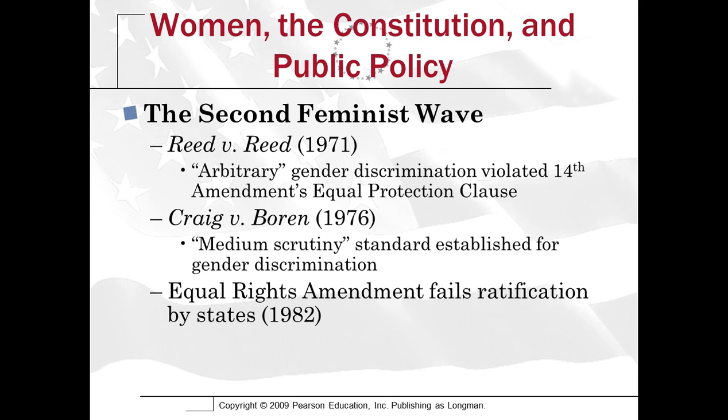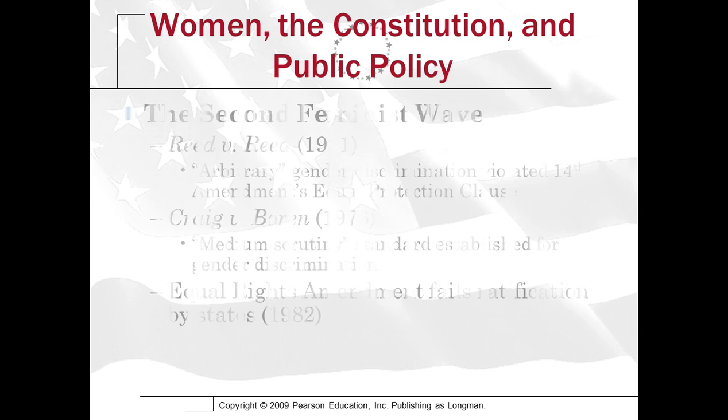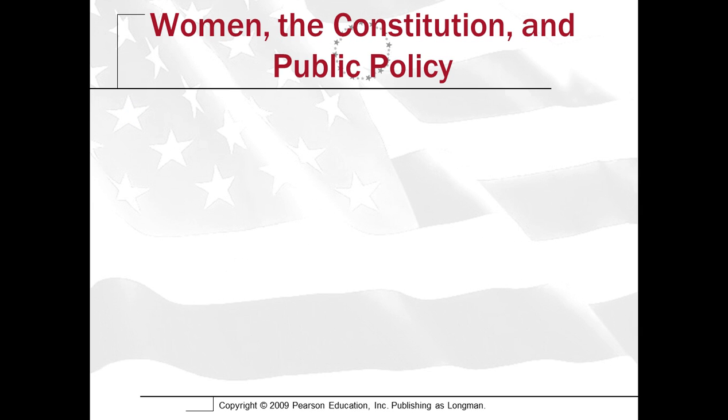And so this is the first time ever that they said that you have to question when gender is used as a basis of a public policy. In Craig v. Boren in 1976, they create the medium scrutiny standard for gender discrimination. Remember, it is easier to justify a law that is based on gender discrimination than racial discrimination, although harder to justify a law based on gender discrimination than it is for other types of discrimination. And so in 1982, you see the Equal Rights Amendment falling one state short of ratification.